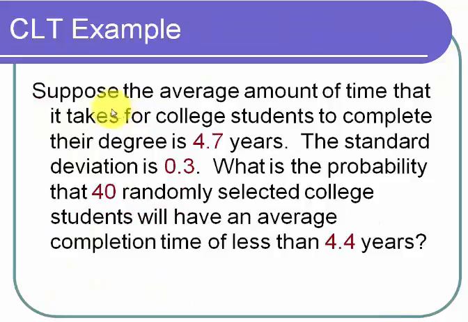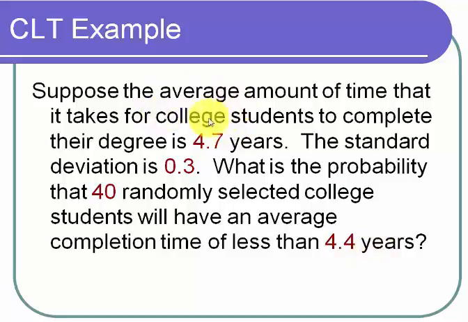So the first example I have is the following. Suppose the average amount of time that it takes for college students to complete their degree is 4.7 years. And let's suppose the standard deviation is 0.3 years. The question is, what is the probability that 40 randomly selected college students will have an average completion time of less than 4.4 years?